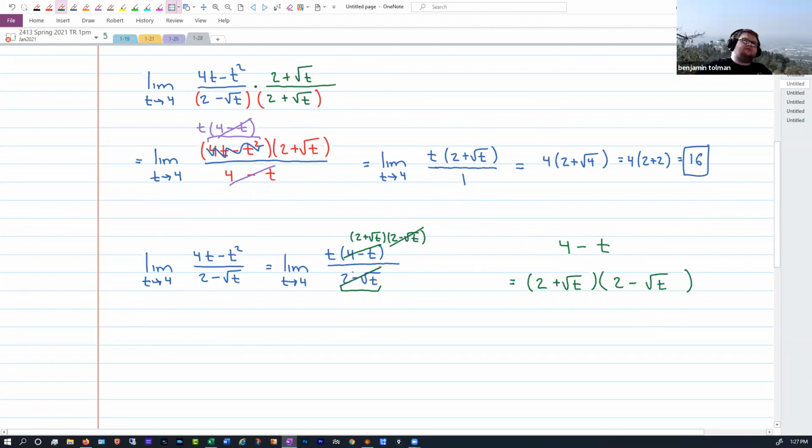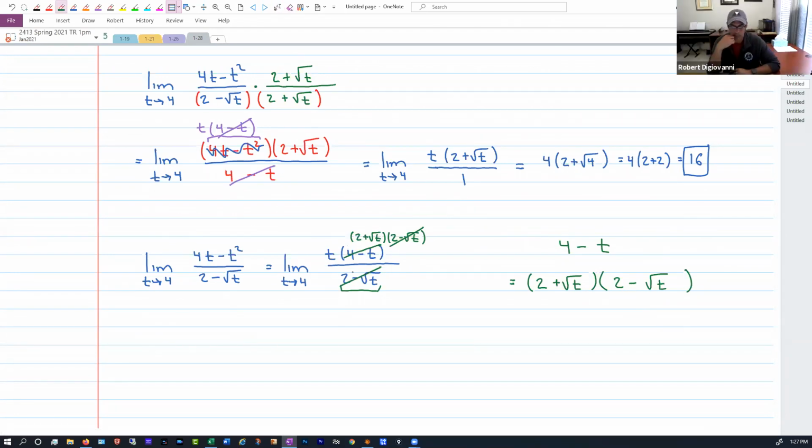Do you do it the other way too, by squaring the bottom half? What do you mean? You know, the bottom half, the 2 minus square root of t.